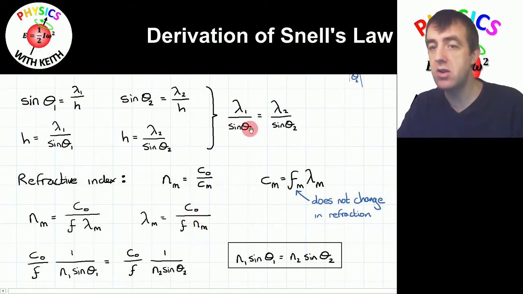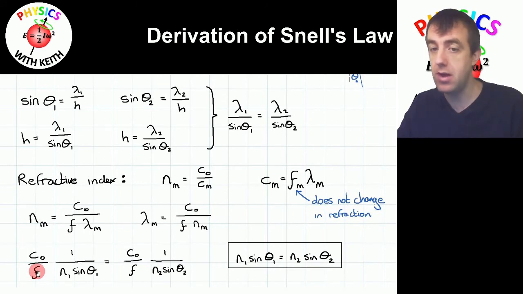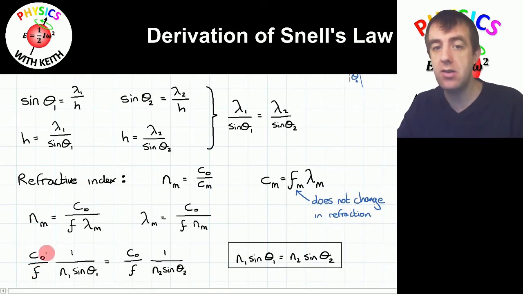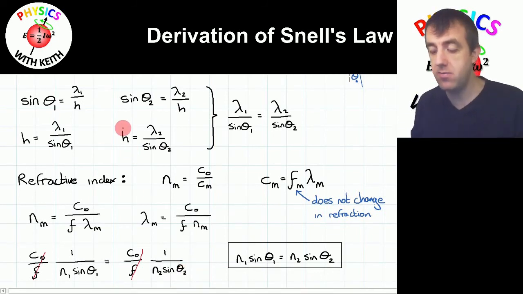Substituting this expression into here gives us this expression here. I've separated out the C0 over f because C0 and f is the same for both media. C0 is the speed of light in a vacuum, so it's independent of the medium, and f is the frequency, which, as we've discussed before, does not change as the wave passes through that boundary. This means that we can cancel out the C0 over f from both sides. And if we take the reciprocal of the 1 over n1 sine θ1 equals 1 over n2 sine θ2 that we're left with, we arrive at the expression for Snell's law.